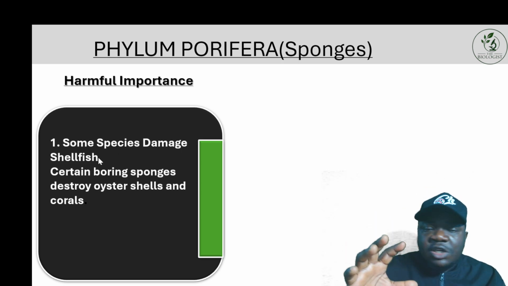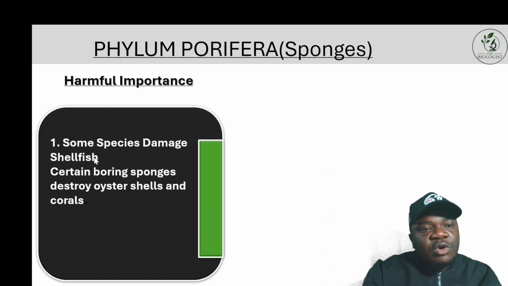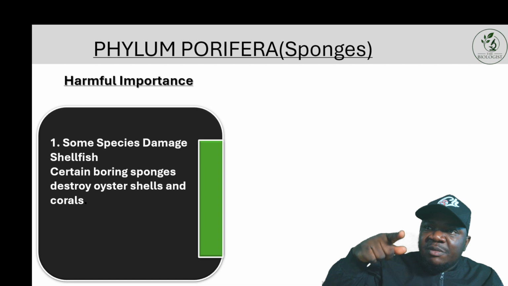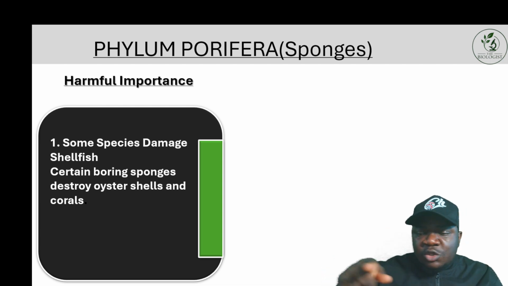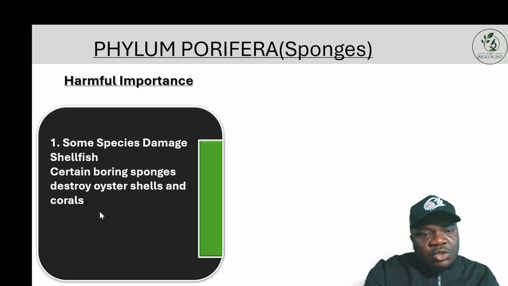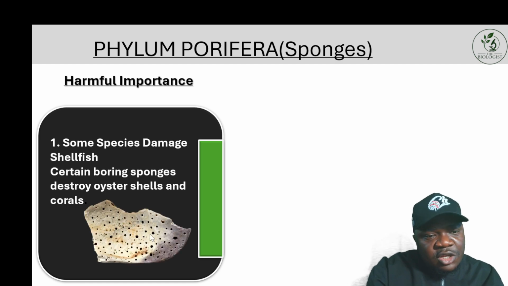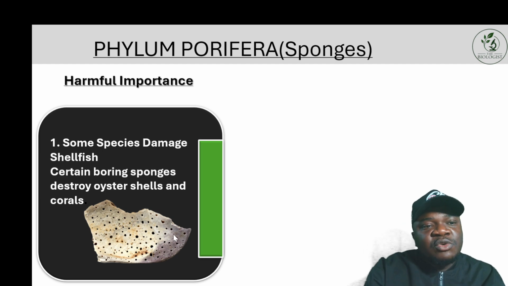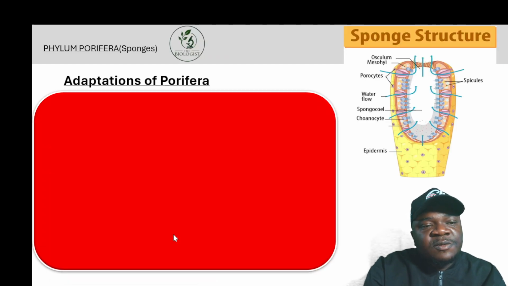Some fishes that have shells, what happens is that some species of sponge are boring. I mean boring means they create holes into the surface. What happens? They destroy some oyster shells and corals, just like you can see here. You can see perforation. Because they bore holes that create a lot of boring in the shells of oysters, this can affect the organism. So this is a harmful effect that it can cause to some organisms.